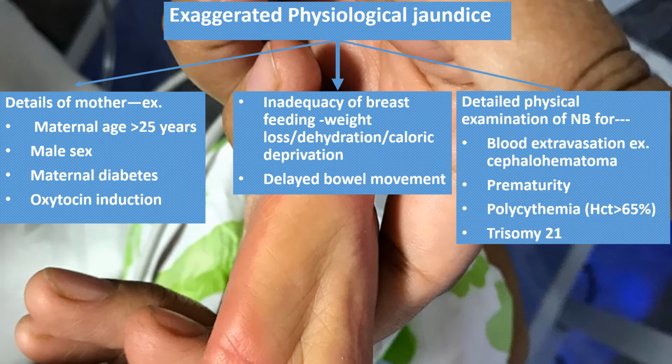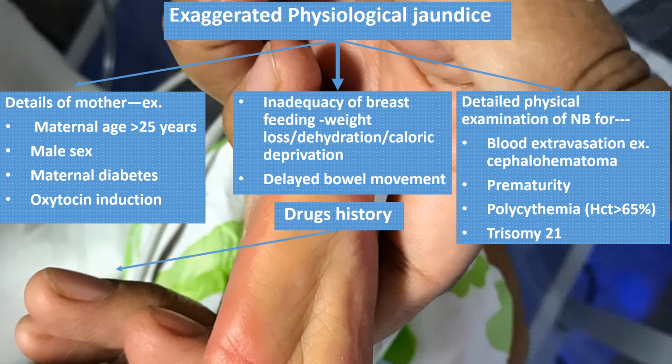If in physical examination of the newborn you find that there is cephalhematoma, it will lead to exaggerated physiological jaundice. Prematurity is a risk factor for this. If the newborn has polycythemia, hematocrit more than 65%, or has all the clinical features of Down syndrome, trisomy 21, then it can be the cause of the jaundice.